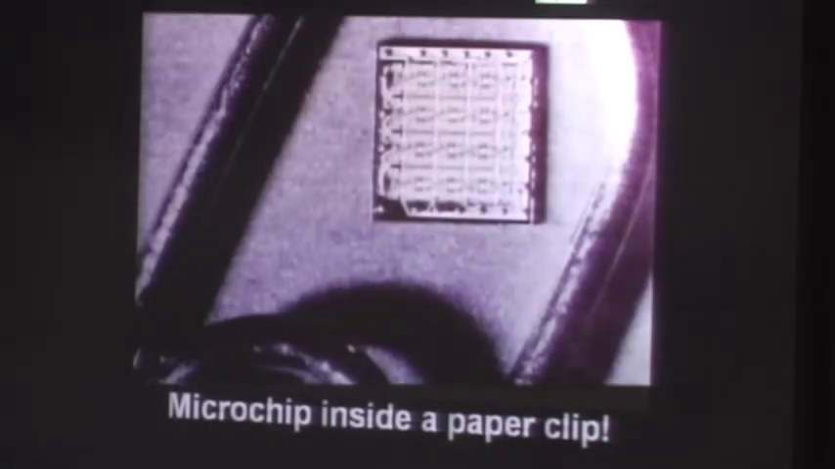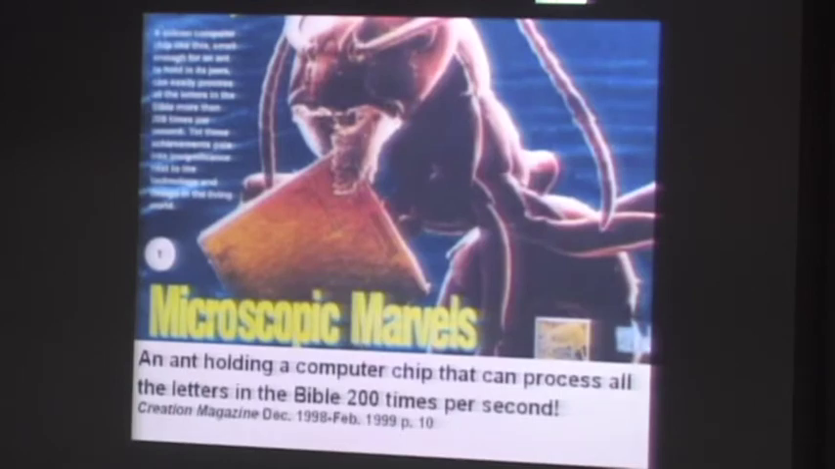I'll show you. Here's a microchip inside a paperclip. Pretty small. Not simple. This microchip is being held in the mouth of an ant, and that little microchip can process every letter of the Bible 200 times per second. Smaller is not simpler. I'll show you.